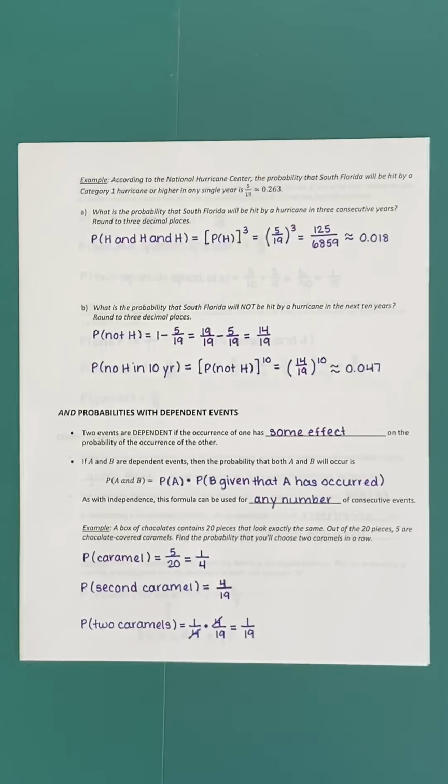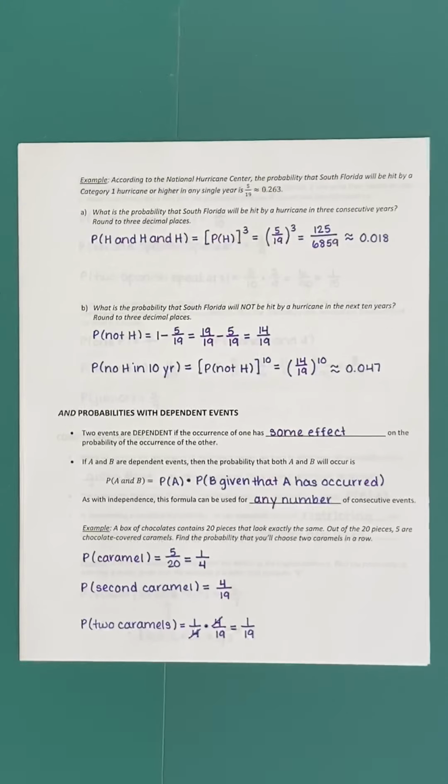Okay, so for example, a box of chocolates contains 20 pieces that look exactly the same. In other words, in terms of drawing chocolates out of the box, if you were to pick one, you don't know which one is which necessarily. They all look the same. However, out of the 20 pieces, 5 are chocolate covered caramels, and then the others are just some other type of candy. We don't know what they are. We want to find the probability that you'll choose 2 caramels in a row. In other words, your first draw is a chocolate covered caramel, and your second draw is a chocolate covered caramel as well. Now, why are these events dependent?